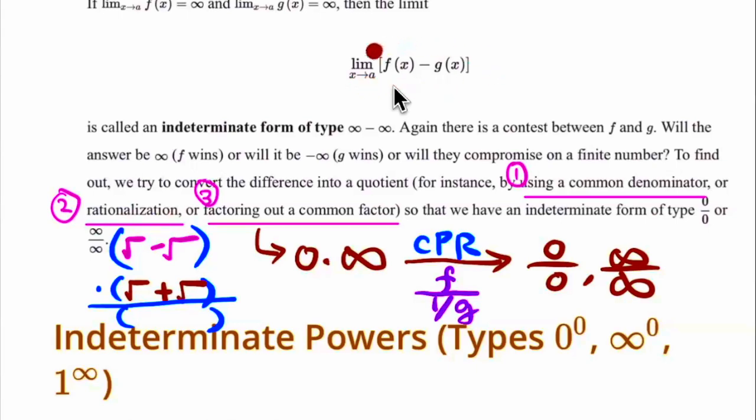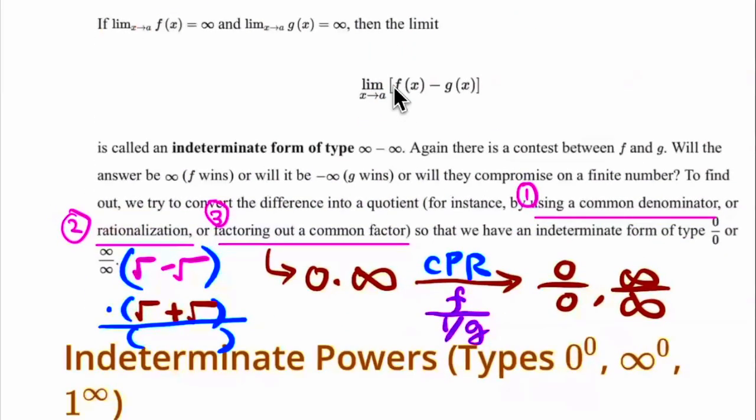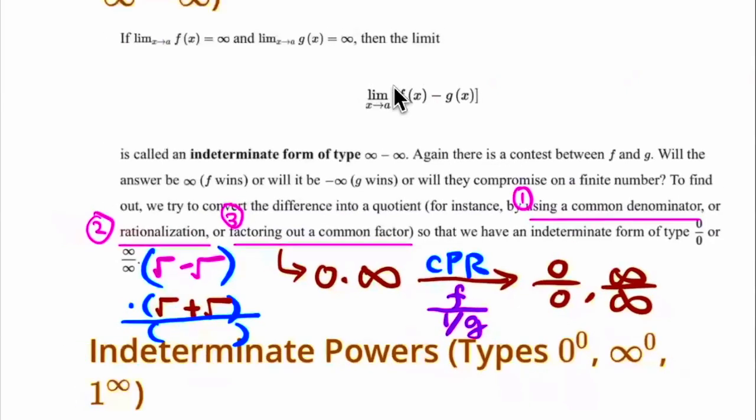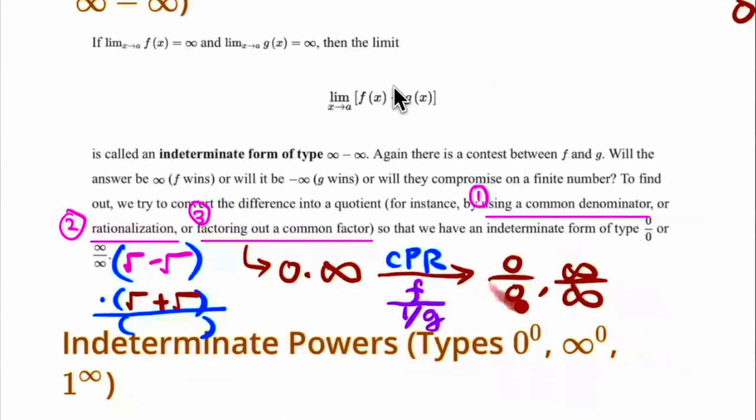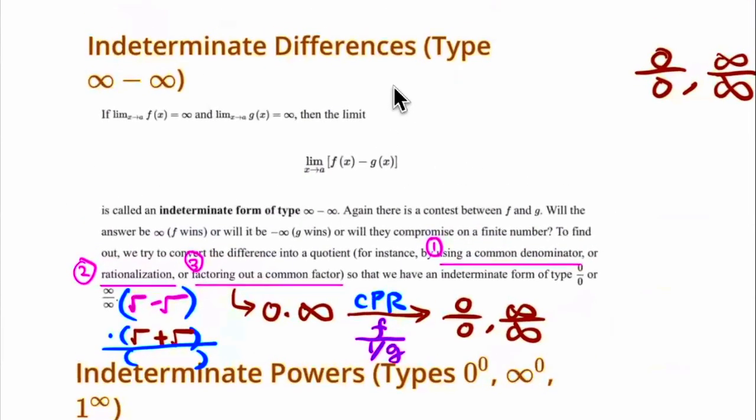You might be able to convert this type into either this one or this type. Okay, let me do that. So that was the trick to do with this indeterminate difference. You can use one, two, three ways to do it. Those are some ways that you can do it.